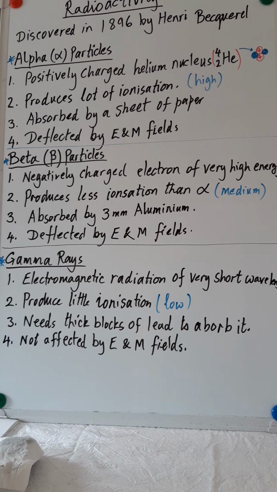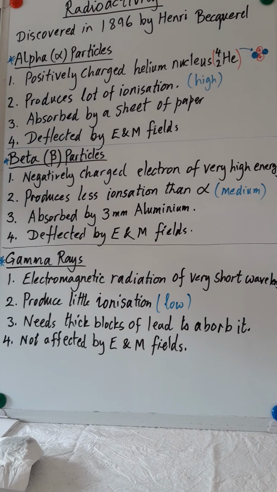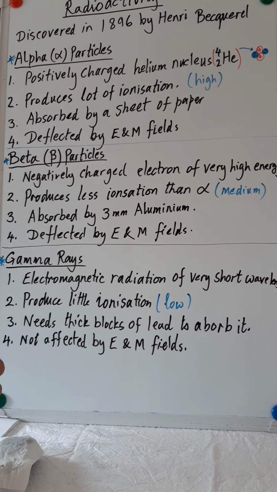Now, radioactivity was discovered quite by accident back in 1896 by Henry Becquerel, who found that the uranium salt placed in his drawer could darken the photographic film, even though the light couldn't get to it. So he found that there was an invisible radiation coming from the uranium salt. And today we know much more about this. We know that there are three types of radiation that is emitted by radioactive substances. And these are alpha particles, beta particles, and gamma rays.